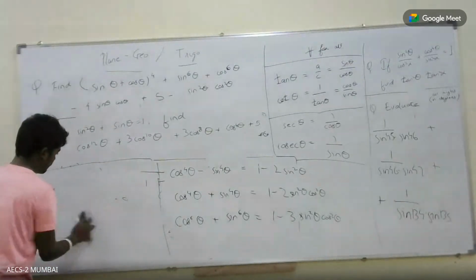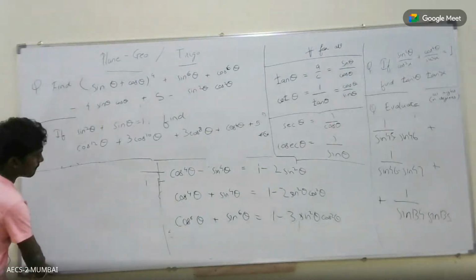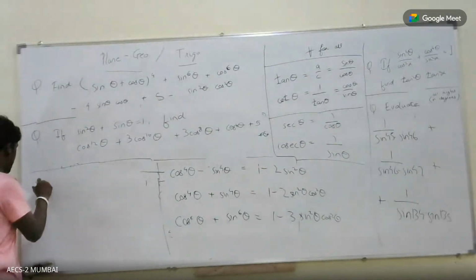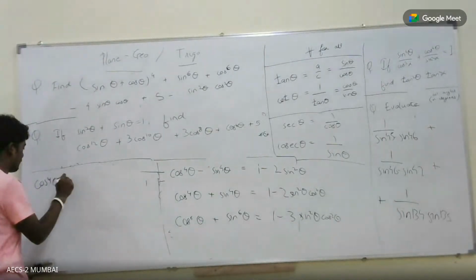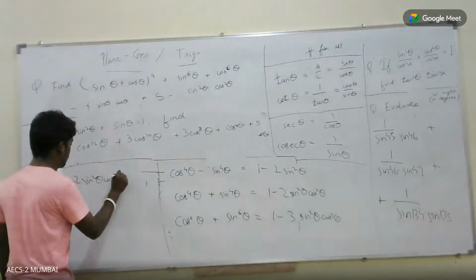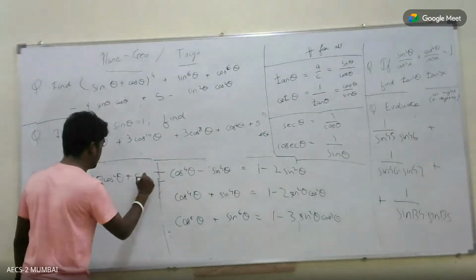Sir, we can add 2 cos square sin square theta and subtract 2 cos square sin square theta. Perfect. And why would you do that? Sir, to make sin square theta plus cos square theta whole square minus 2 sin square theta cos square theta. That's absolutely brilliant. So that's precisely what we have to do.